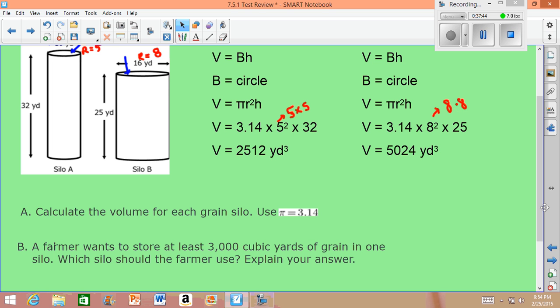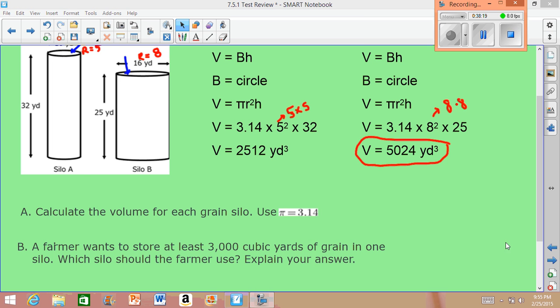It says if the farmer wants to store at least 3,000 cubic yards of grain in one silo, which one should he use? Well, obviously, he's going to have to go with the second silo, silo B, because it is capable of holding 5,024 cubic yards, whereas silo A only holds 2,512 cubic yards, which would not be enough to hold all the grain that he would need in that silo. So please pause here, copy your work for A and B.